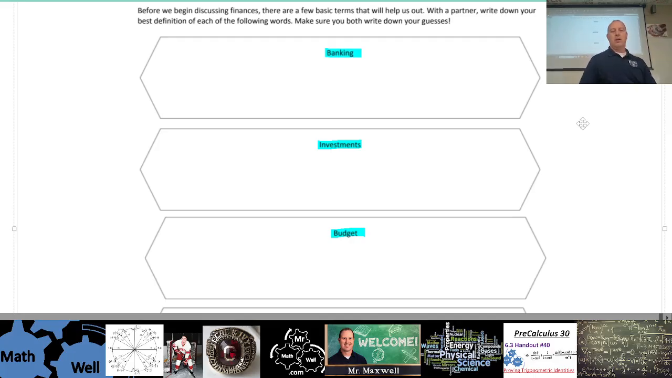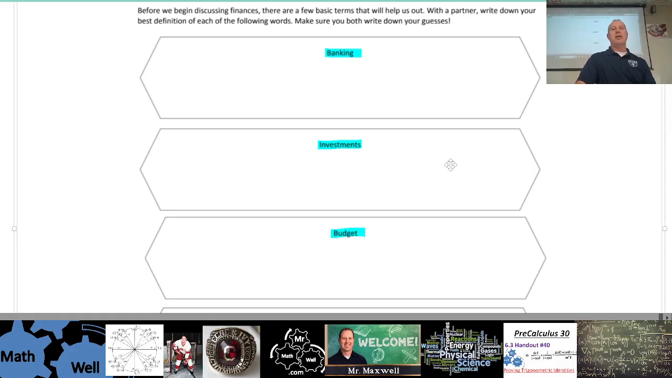Those are awesome. What about a budget? What is a budget? What would a budget be? Yeah, what do you think? How you budget your money is like you put a set amount, you look at your expenses and you put a set amount for the different expenses that you have, so that way you don't go over what your income is. Okay, very good, very good.